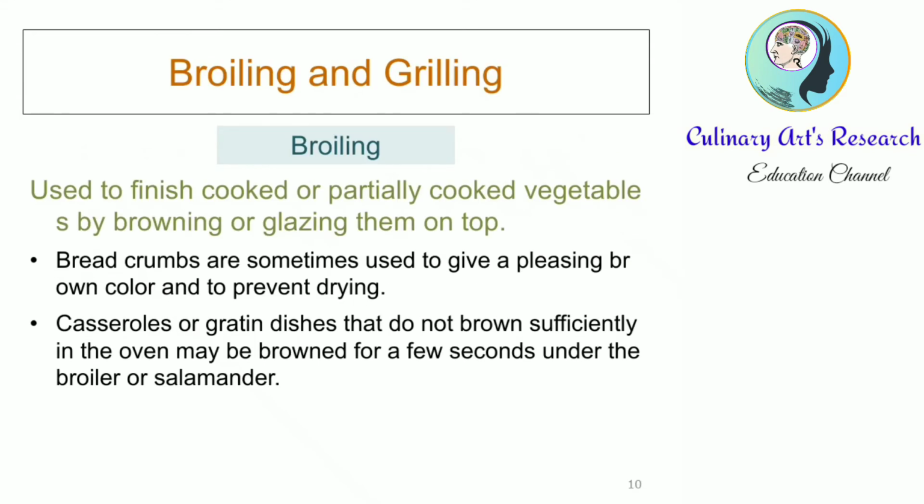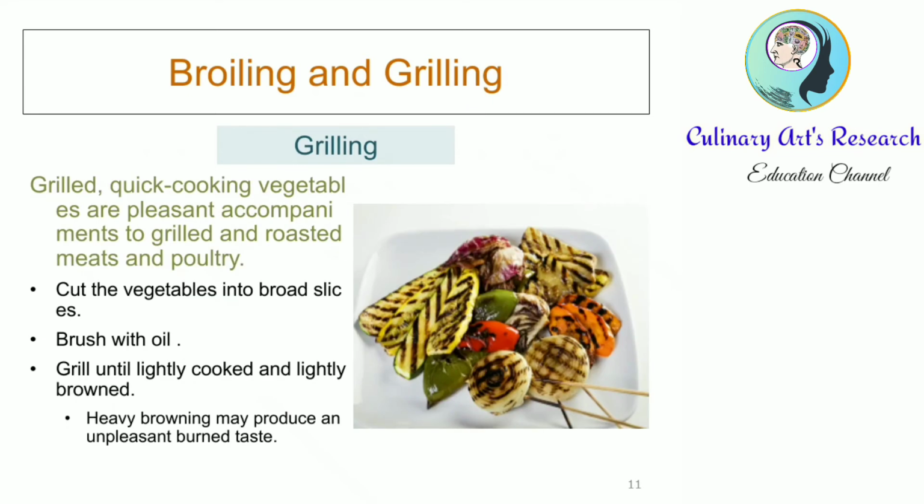Next is broiling. It is used to cook or partially cook vegetables by browning or glazing them on top. Bread crumbs are sometimes used to give a pleasing brown color and prevent drying. Casseroles or gratin dishes that do not brown sufficiently in the oven may be browned for a few seconds under the broiler or the salamander.